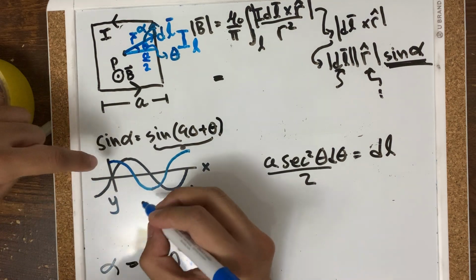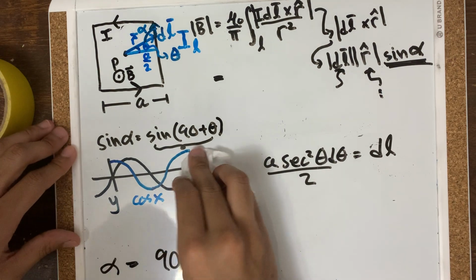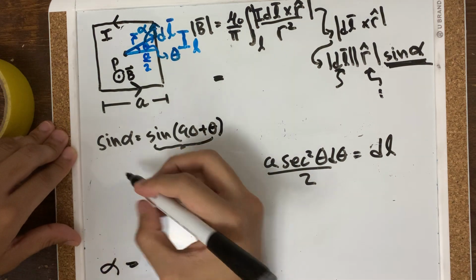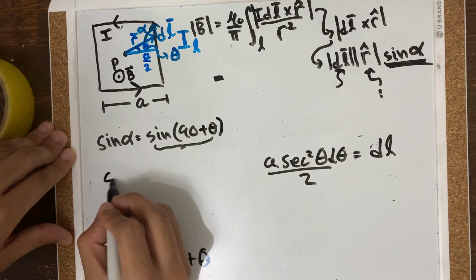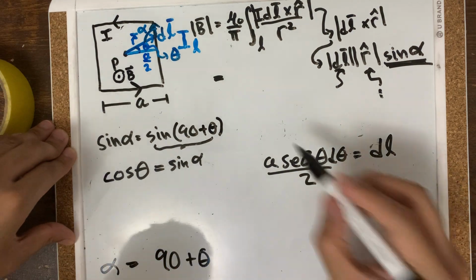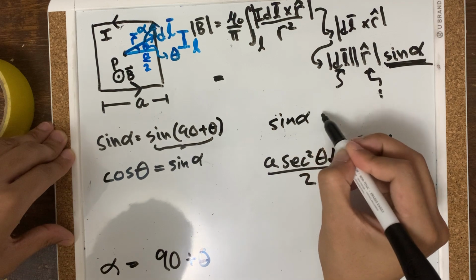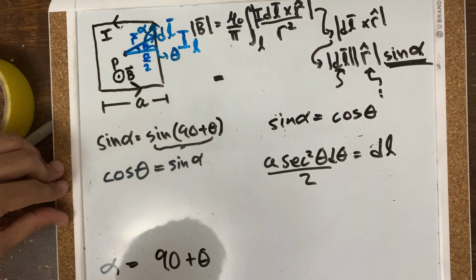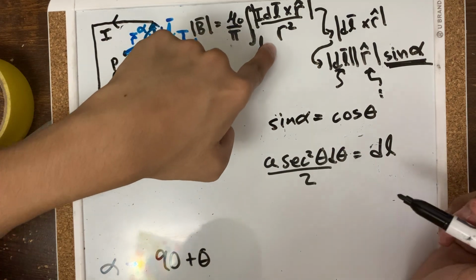But we all know this is the function cosine of x. So we can further simplify this sine of 90 plus theta using the identity. We can simplify this into cosine of theta. So that's another one of our components expressed in terms of theta. So we just need to find what r squared is, the separation vector here.